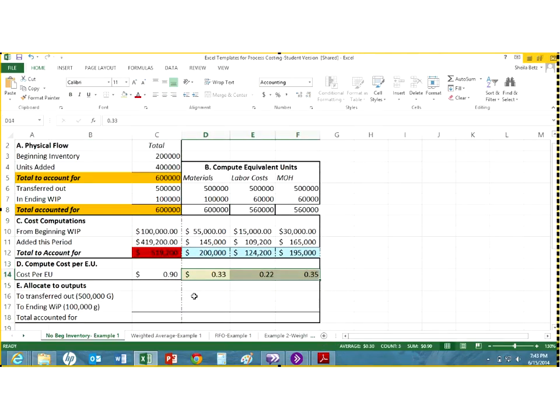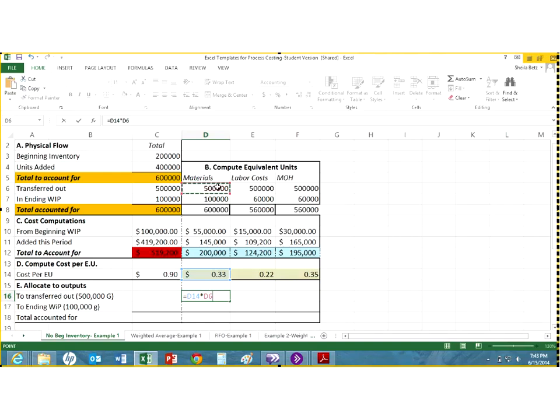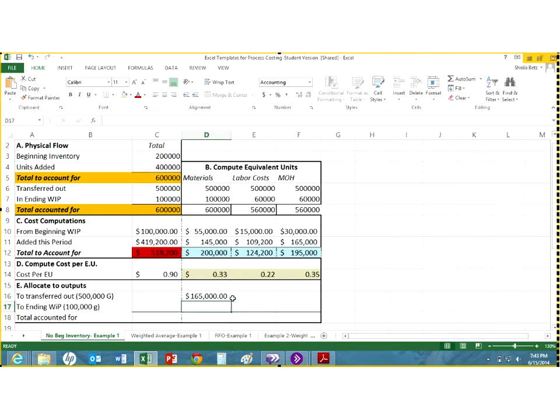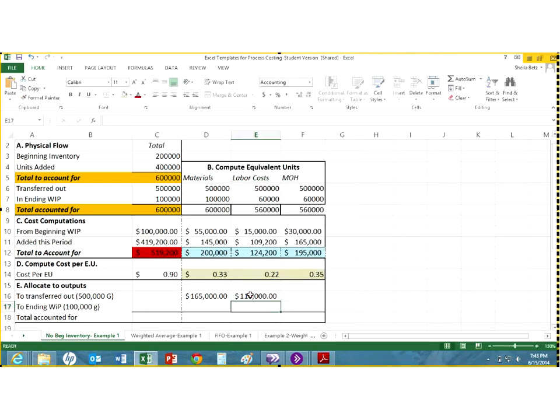So how much money do I have in those 500,000 grams of cornmeal? I've got to first calculate the direct material portion. So I have 33 cents of material for every equivalent unit I worked on. We worked on a total of 500,000 that we completed and transferred out. So I have $165,000 of material cost in those 500,000 units. Now, for labor, we know we have 22 cents for every equivalent unit. I worked on 500,000 equivalent units. So we have $110,000 of labor cost.